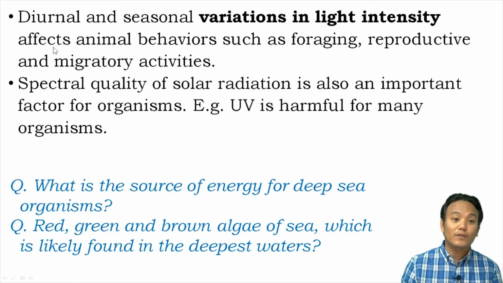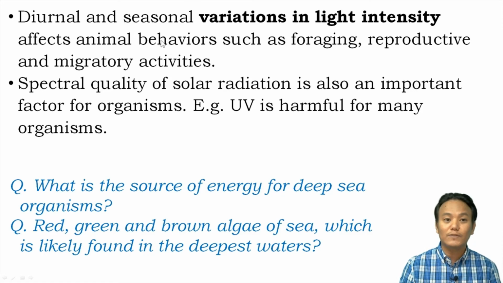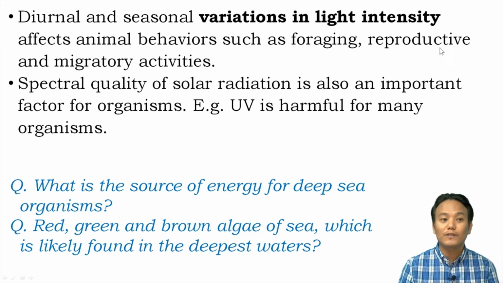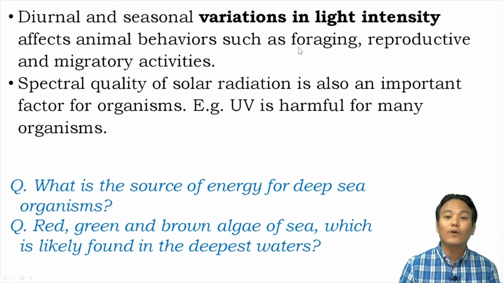Now light also has effects on the behavior of animals. Diurnal, which means daily changes, and seasonal variations in light intensity affect animal behaviors such as foraging, reproductive and migratory activities. Foraging means the behavior of finding food. So diurnal and seasonal variations in light intensity affect animal behaviors such as foraging, reproductive and migratory activities.